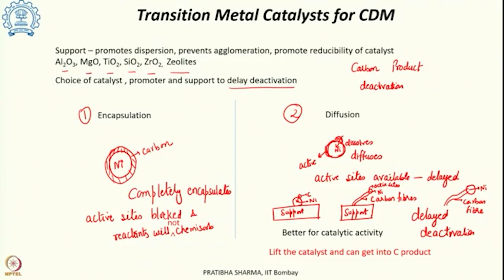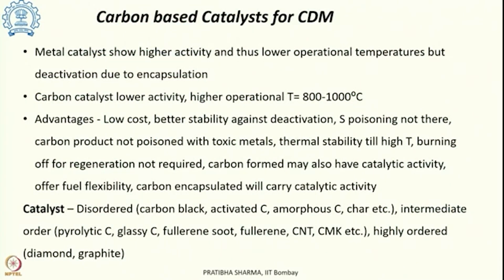So, the transition metals we have seen have very good activity. Compared to them, the carbon based catalyst, which is another category of catalyst that can be used for catalytic decomposition of methane, have a lower activity, and since they have a lower activity, they operate at a higher temperature. So, the carbon catalysts operate at higher temperature in the range of 800 to 1000 degrees centigrade, but they have a large number of advantages also.